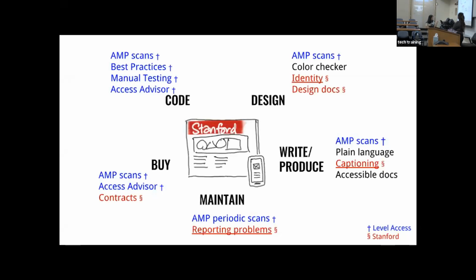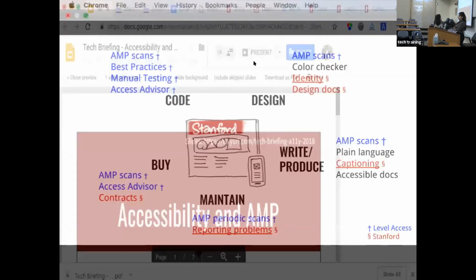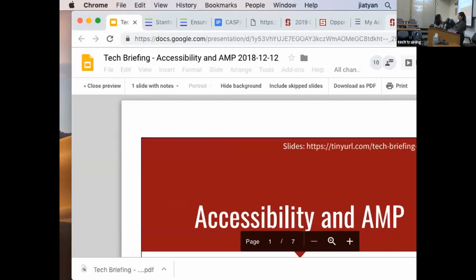And last but not least, when you're maintaining your site, run periodic scans using the AMP scanner, and also provide a way for people to contact you if there's a problem. This is your safety net. And what do I mean by that? Reporting problems. So let's go out of here. It looks something like that.